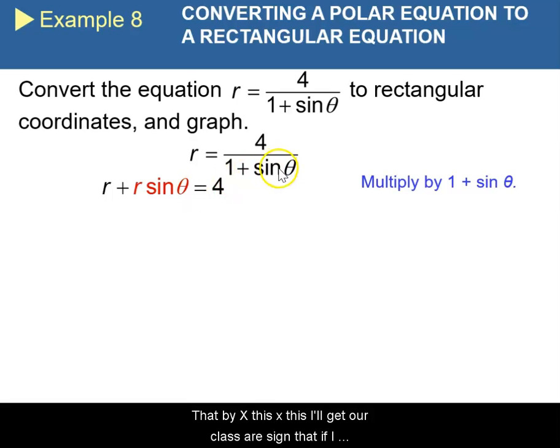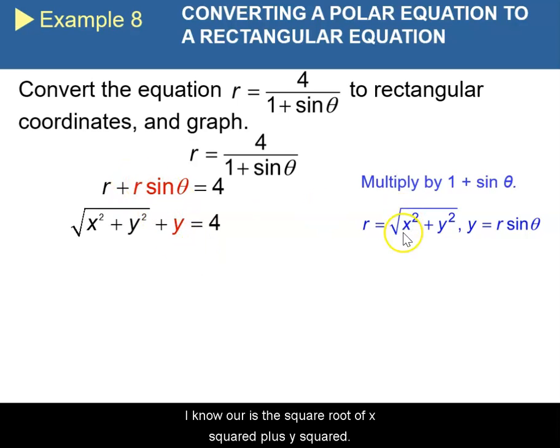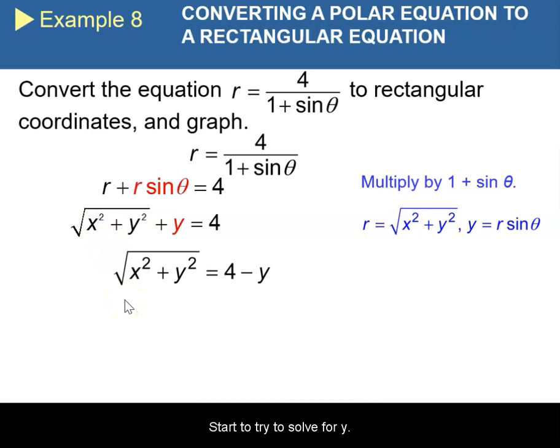I know that if I multiply this times this, I'll get r plus r sine theta if I clear this denominator, okay? So I can start to make some substitutions, okay? I know r sine theta is y. Okay. I know r is the square root of x squared plus y squared. Okay. Start to try to solve for y, because this is very confusing. This doesn't really give me too much information. So really what I would do here is I would square both sides. So x squared plus y squared is 4 minus y squared, and expand this.